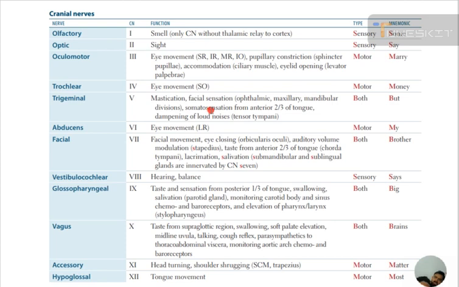It also has a role in somatosensation from the anterior two-thirds of the tongue and damping of loud sound as it supplies the tensor tympani.